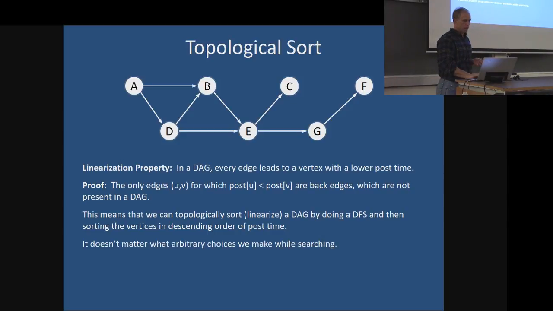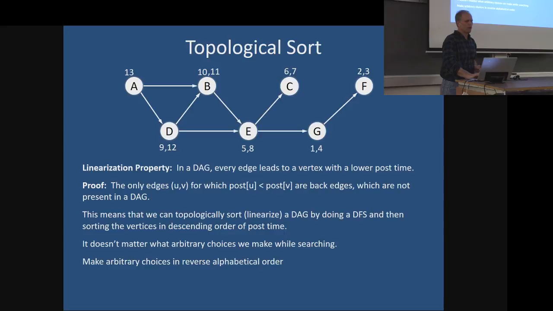And it doesn't matter what happens as you search, where you start, how you make arbitrary choices. It always works out. I did this last time, so this is just two examples. There's one way of making arbitrary choices. And if you notice, every edge leads from a higher post time to a lower post time. Then that corresponds to one topological sort.